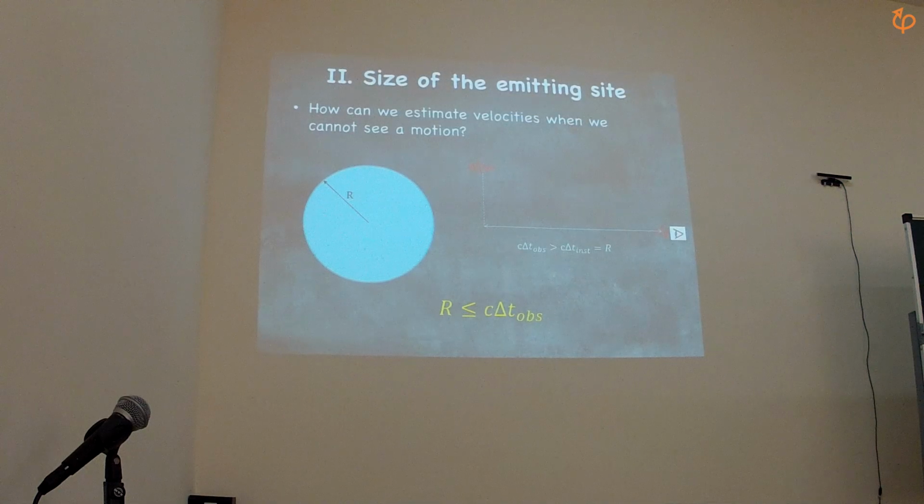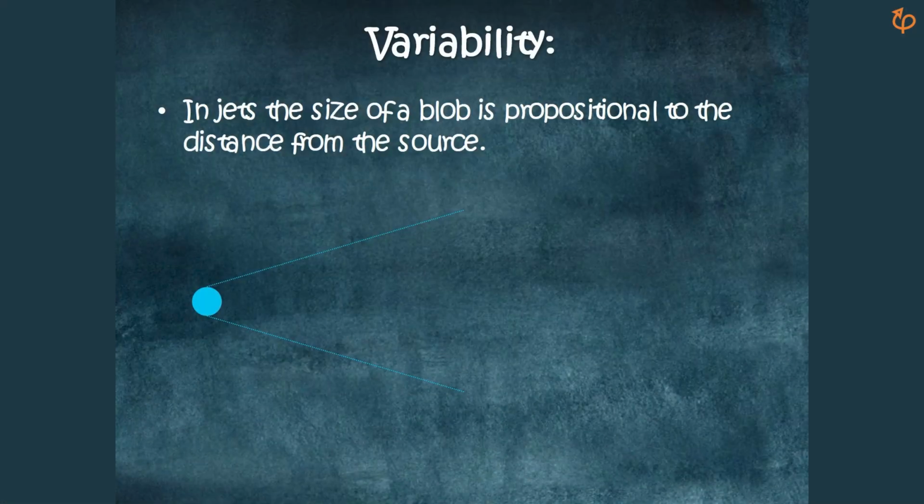Now, when we look at blazars and quasars, the emission that we see coming from them is very variable. It's also true for a gamma ray burst. This is in jets. The objects that we discussed so far were not moving. But let's assume that this object is actually the blob that we saw in this blazar, and it is ejected away from the central object.